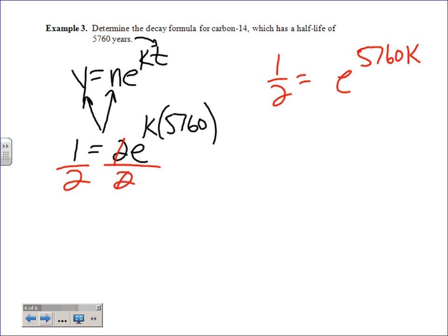That variable in the exponent. Oh, okay. Yeah, I moved it to the back. I'm sorry, the k went to the back.